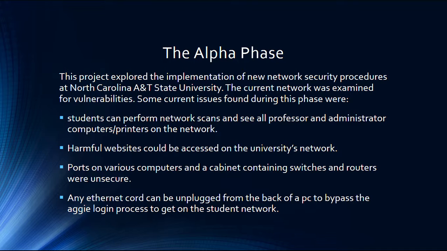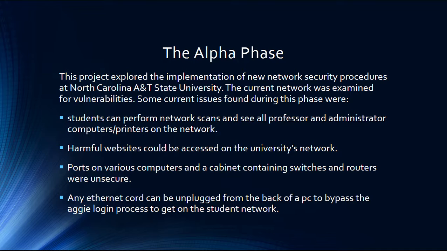The current network was examined for vulnerabilities, and some current issues were found during that phase. Students could perform network security scans and see all professor and administrator computers/printers on a network. Harmful websites could be accessed on the university's network. Ports on various computers and cabinets containing switches and routers were unsecure. Any Ethernet cords could be unplugged from the back of a PC in any computer lab to bypass the Aggie login process to get on the student network.